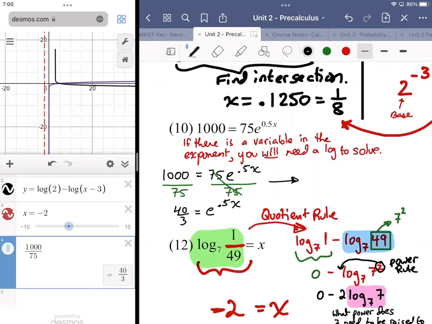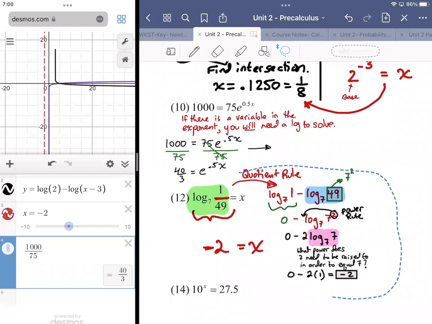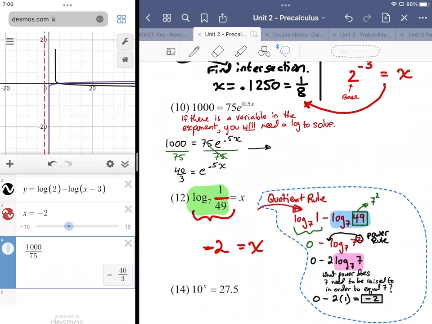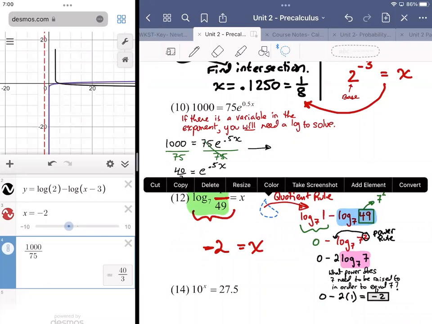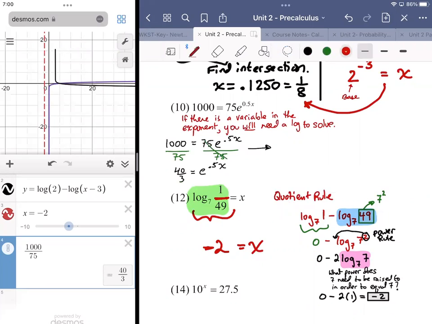But that I would rewrite. Let's try to clean it up a little bit anyway. So I'm going to rewrite this as e to the 0.5x is equal to 40/3. Wherever possible, I like to have my x on the left-hand side. It makes it easier to convert into log form, and then from there to actually solve.